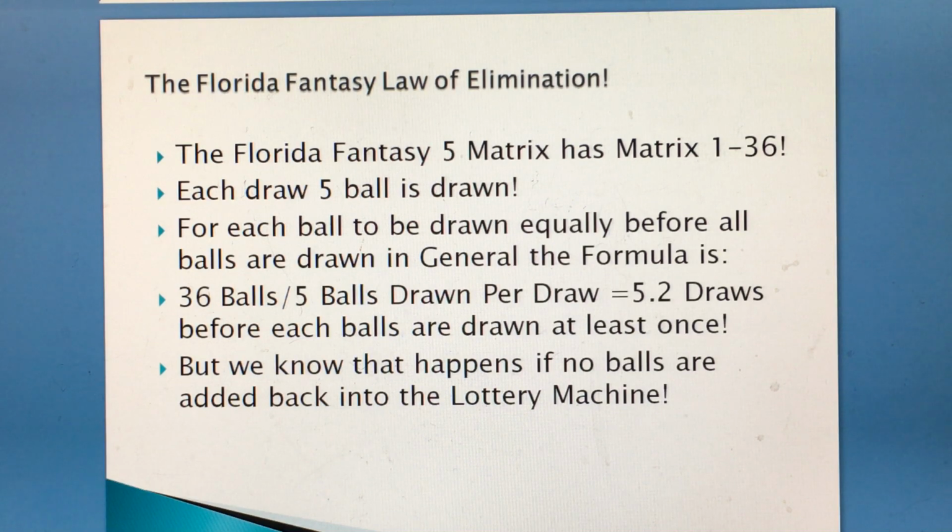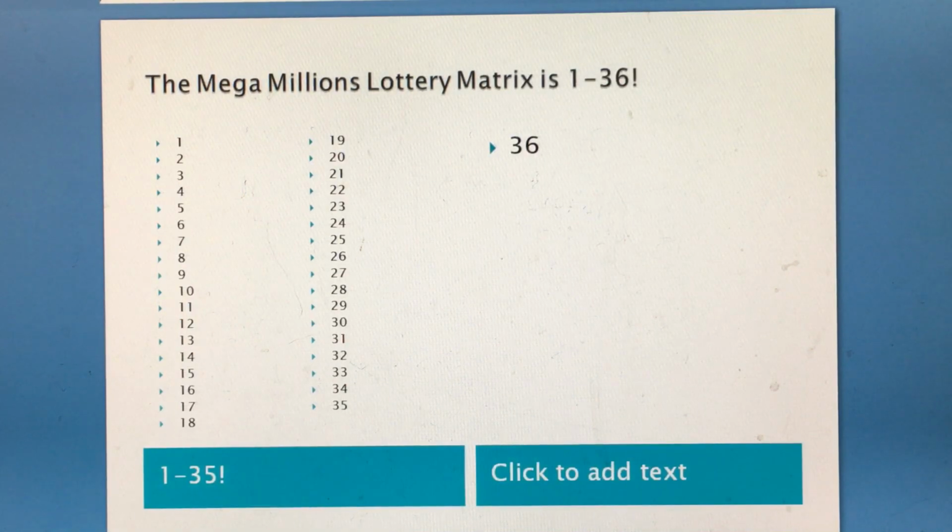But we know that happens if no balls are added back into the lottery machine. So if no balls are added back to the lottery machine, then each ball will be drawn once. And it takes about 5 draws before each ball is going to get drawn once, and we have 1 ball left over. So you round 5.2 off to 5 draws. Look at the lottery game matrix with Fantasy 5. I'm changing it.